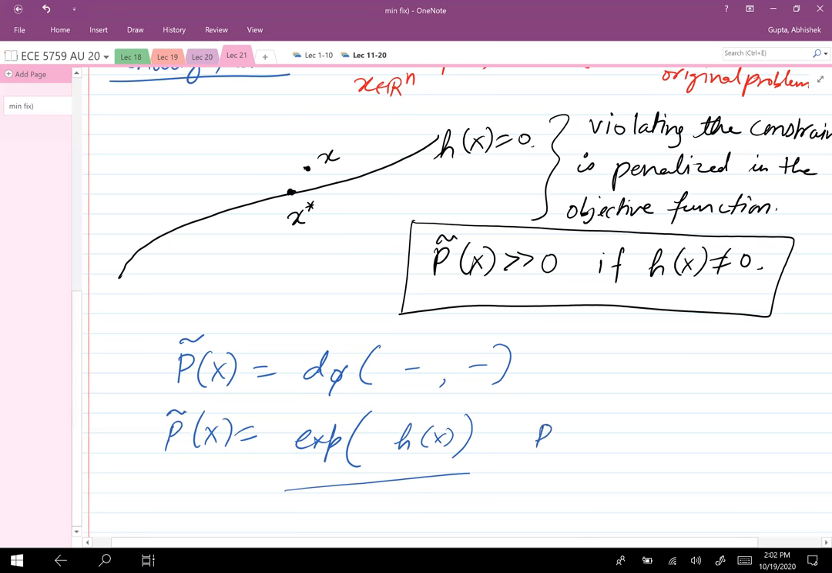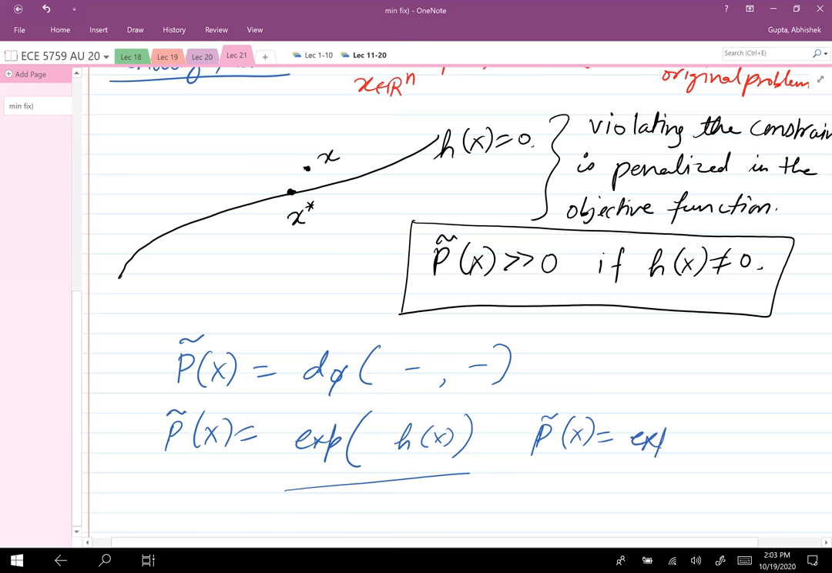But maybe I can get away with this problem if I assume, following the same train of thought. The problem with this p tilde of x is, if h of x is less than zero, then this exponential term is very small. So then the penalty is not very high. There's another chat. Okay, norm of x minus x star square, okay.